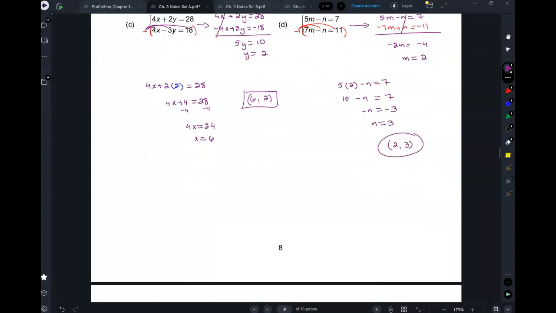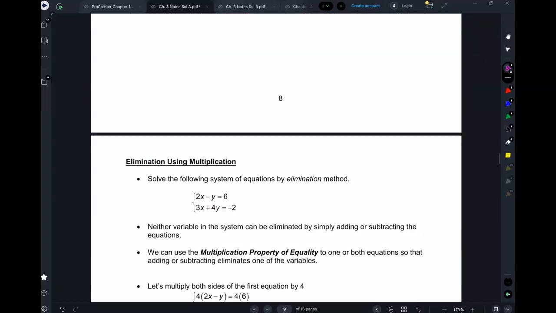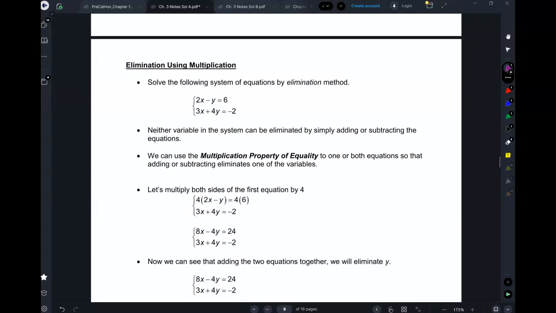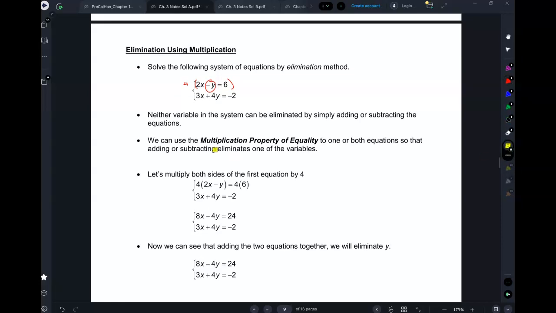Okay, next one. Sometimes we're not as lucky and we don't have the same coefficients. That means you have to multiply one of them by a different number. Take a look at this one. I have 2x, 3x. Negative y, positive 4y. They have opposite sign, but not the same number. So I'm going to multiply this top one by 4 so that this one becomes negative 4y. This is using the multiplication property.